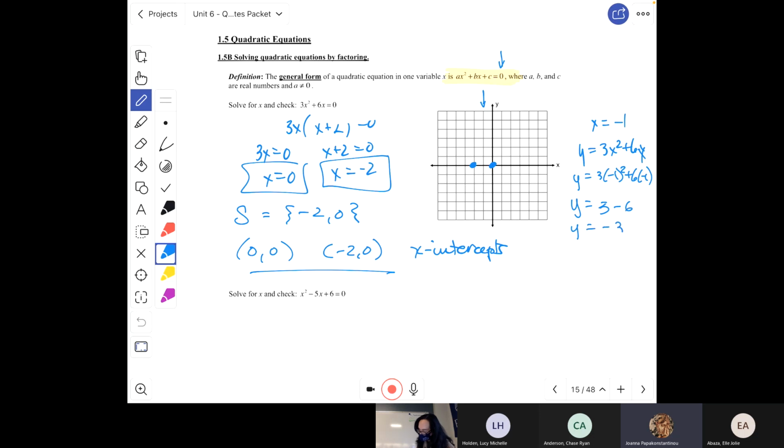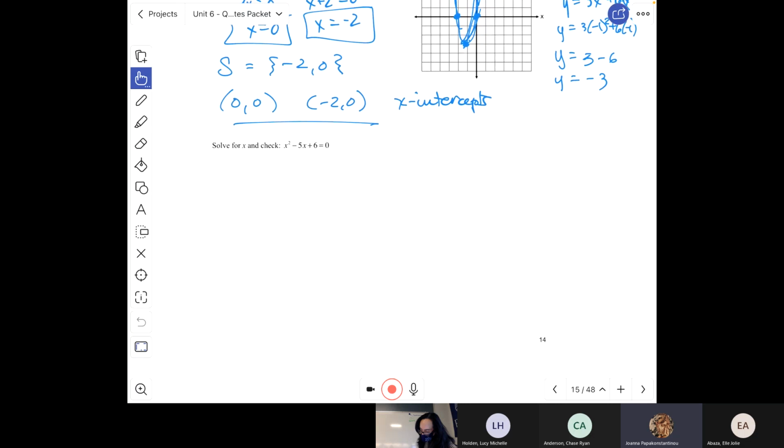So I'm at the point -1, -3. I could do a quick little sketch. This is just a little foreshadowing of what we're going to do next, but I wanted to make sure that we could see why we needed to introduce these negative numbers. Let's try a next one.